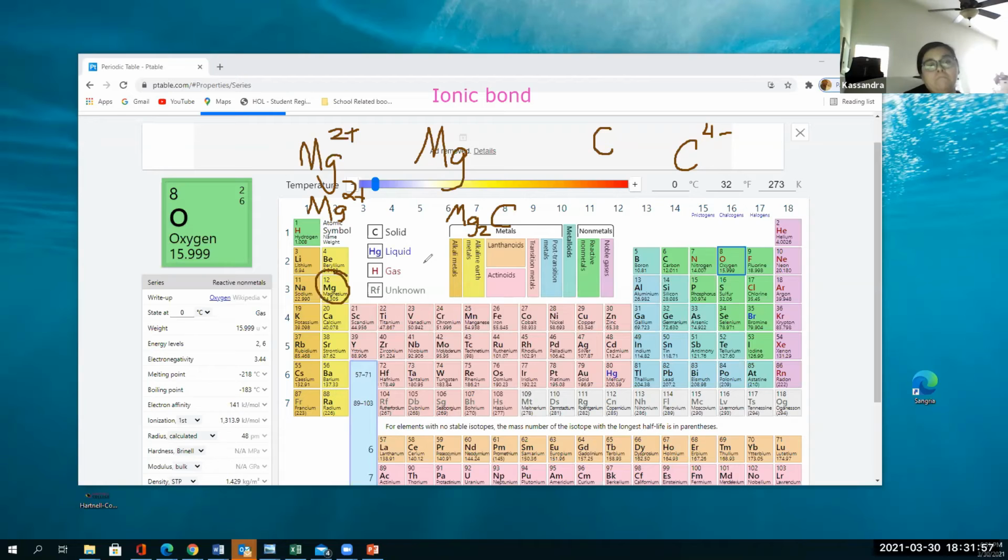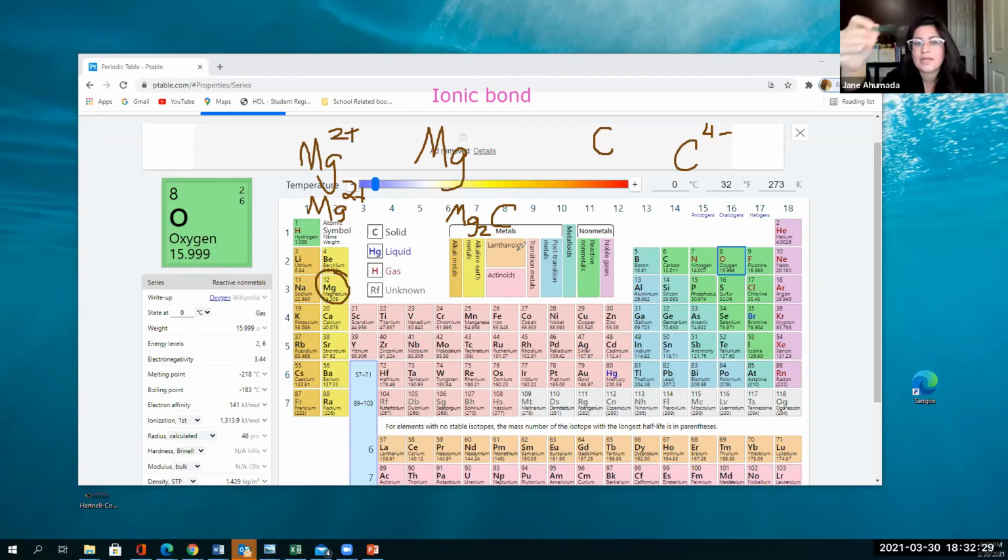Okay, so the second thing that you'll notice is that the positive ion is going first. So we always put the positive first, and then we put the negative. So magnesium went first, and then carbon. That's the way that you would always do it. That is an IUPAC way of writing an ionic compound. Positive comes first, negative second.